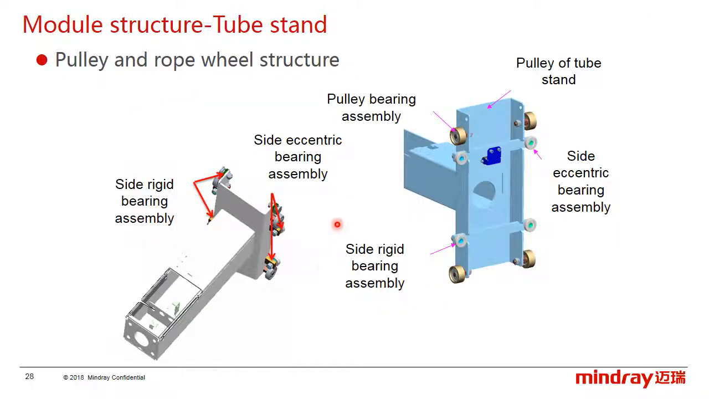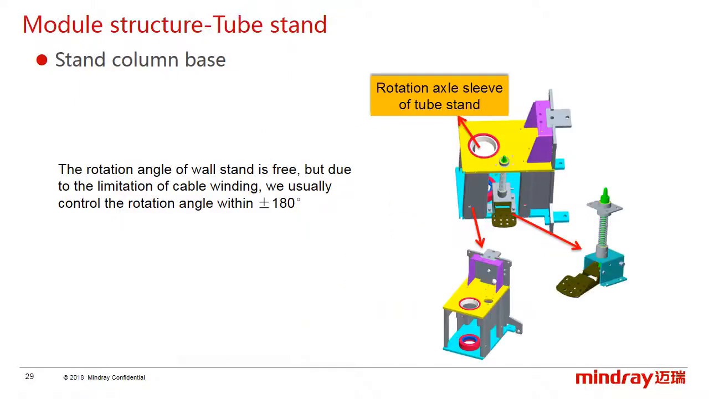As the tube assembly moves up and down on the tube stand, the tube is installed on the front of the pulley, while the pulley structure moves on the rail by the bearing. The tube will follow to move. Here, the central bearing makes it move linearly on the stand automatically.